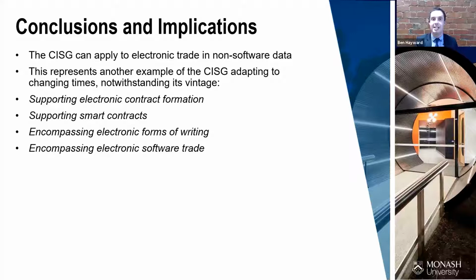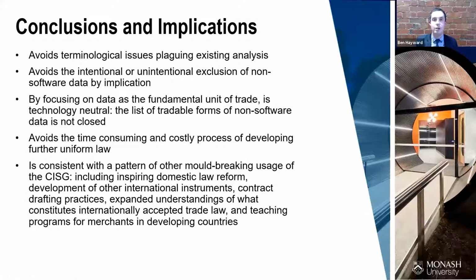We can see that it can deal with electronic forms of writing. As we've said, it governs electronic software trade. This is then the next step in the CISG's adaptation to changing technological circumstances. And there's a number of advantages to this analysis. As I mentioned, it's an incremental advance, but it's still important.